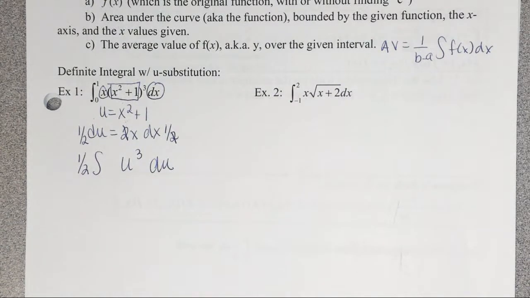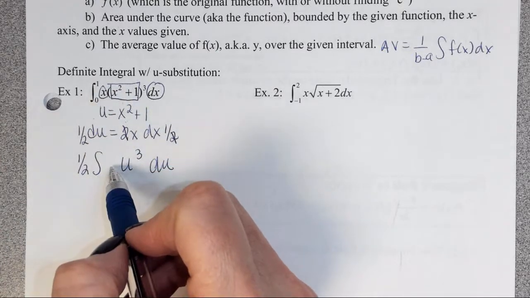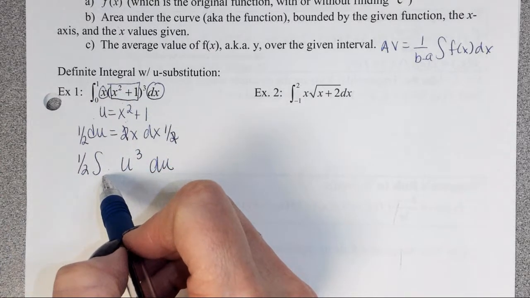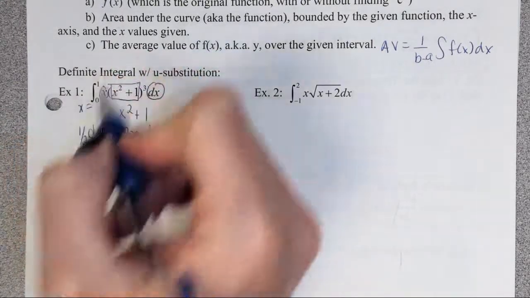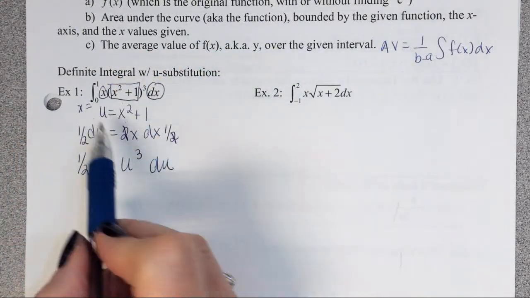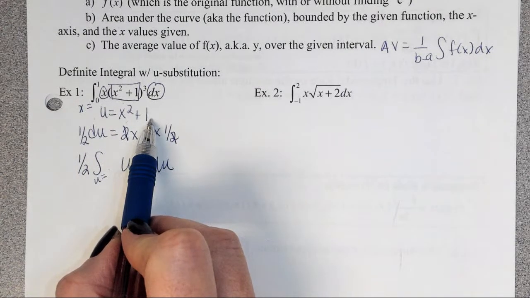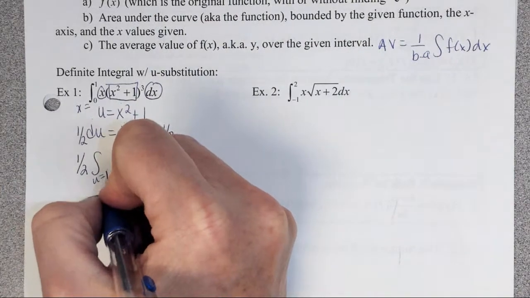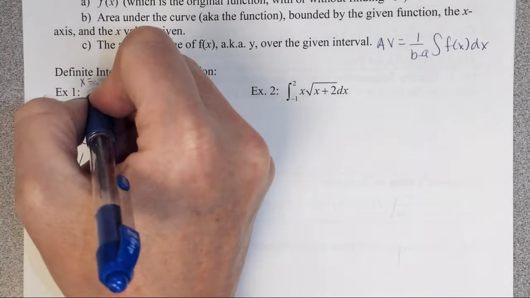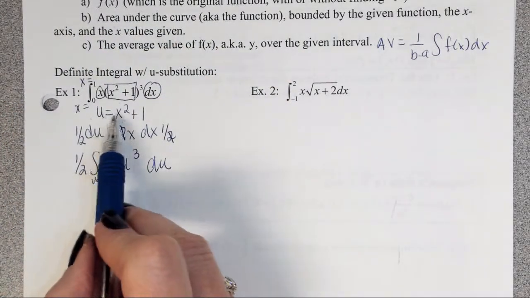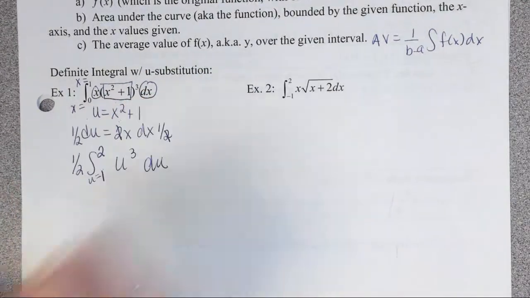Here's the new part. These numbers here are x's. I want to change them into u's. So if this is an x value of x equals 0, what would it be as a u value if u is x squared plus 1? 1. So now this number becomes a 1. This top number of 1, it was an x value of 1. What will u be when x is 1? 2. So now this is a 2.